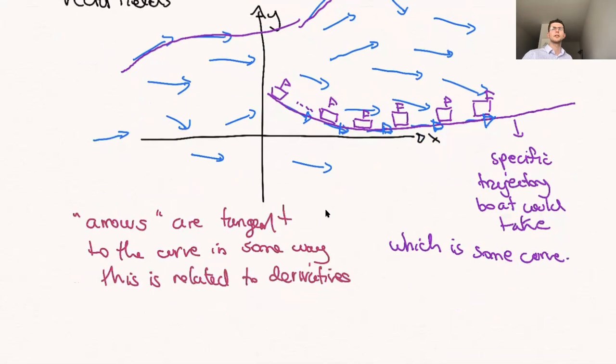In fact, what's going on is, for those who have seen this, and if you haven't, don't worry about it, essentially the arrow is like the derivative of the position of the boat, the rate of change of the position of the boat.